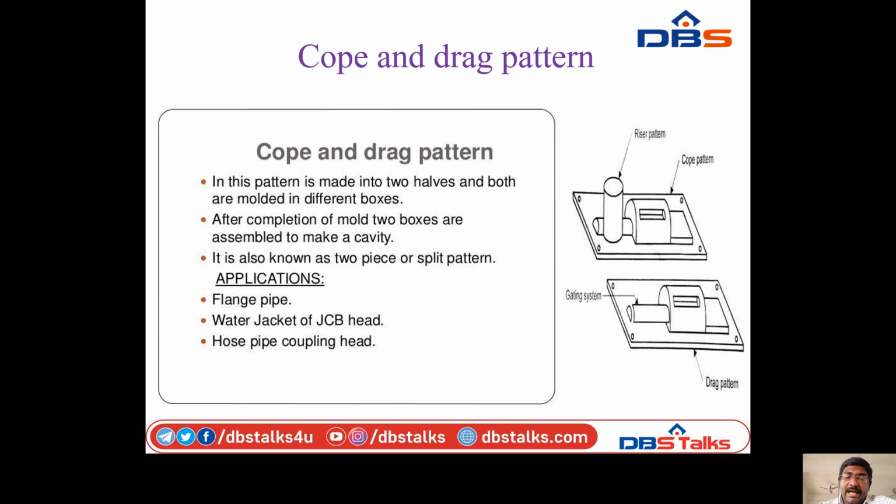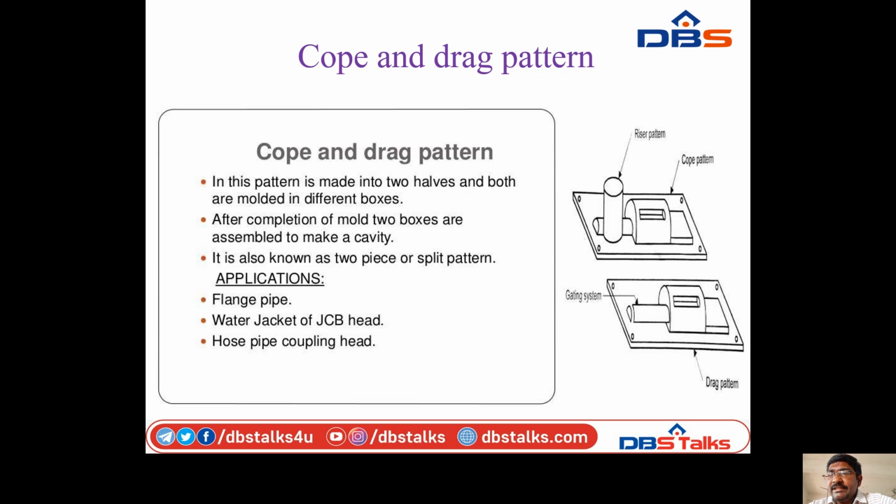Next, cope and drag pattern. Cope and drag plates consist of patterns representing the cope and drag parts. The pattern is in two boxes, and it involves molding in both the different boxes. After completion of the mold, the two boxes are assembled to make the cavity. So it is also called a two-piece pattern or single-piece split pattern. So we can see the diagram.